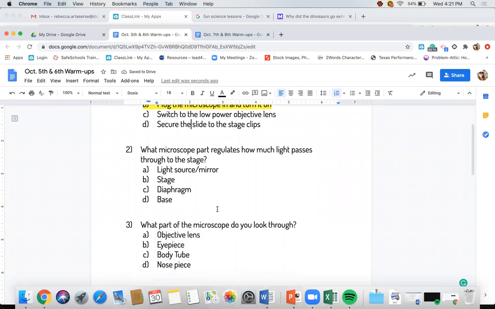2, what microscope part regulates how much light passes through the stage? So A, the light source mirror. That is the source of our light, but is not what regulates how much light is going to pass through the stage. B, the stage. The light is going to go through the stage, but again, the stage isn't regulating how much light. C, the diaphragm. The diaphragm is located on the bottom part of the stage, and you're able to twist it and turn it to be able to regulate how much light passes through. So yes, C is looking like the correct answer, and D is the base, which just holds the whole microscope together, and it's used for carrying it. So it's not D. The answer is C, diaphragm.